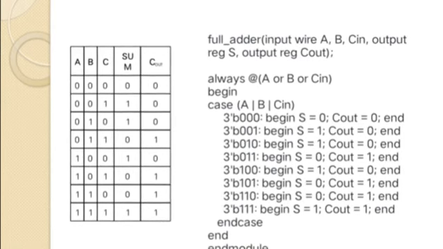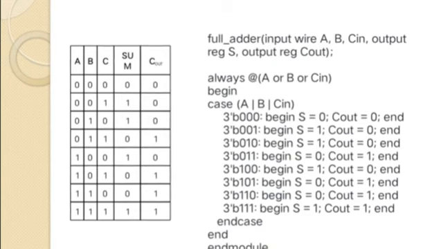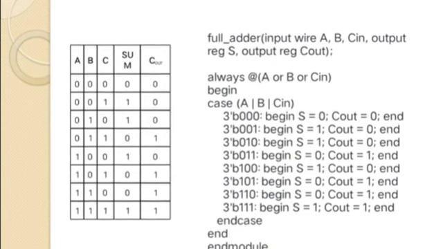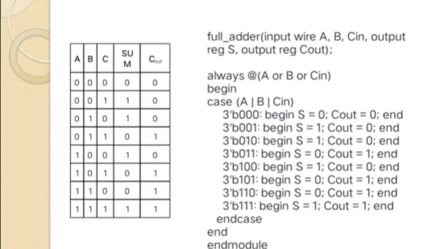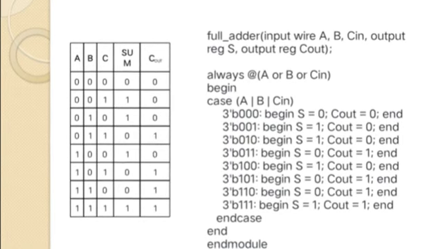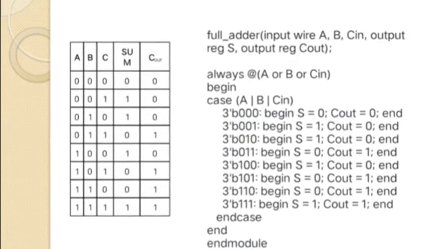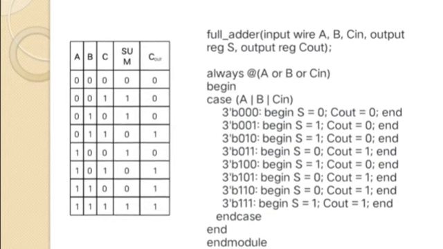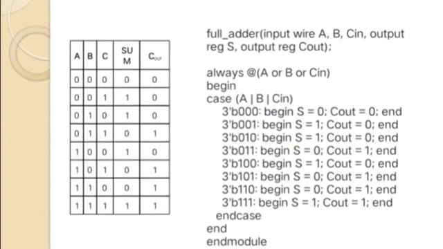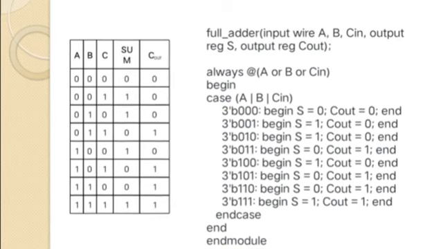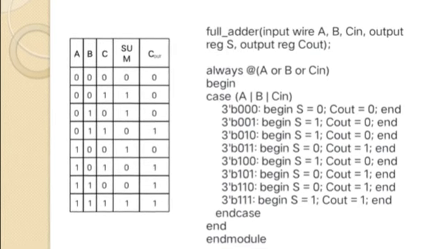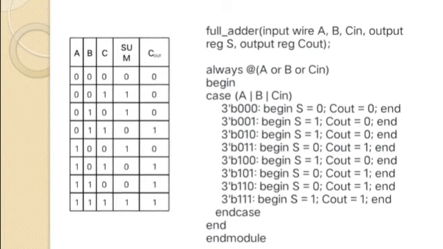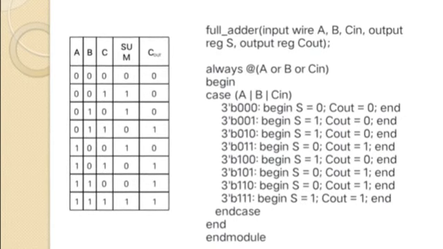The flow is a 3-bit binary combination: 000 gives sum equal to 0 and Cout equal to 0. Then the second flow, 001, gives sum equal to 1 and carry equal to 0. Then finally the 3-bit binary form 111 gives sum equal to 1 and Cout equal to 1. Then end case, end begin, end module. This is the behavioral modeling for the full adder circuit, following the flow of the truth table.